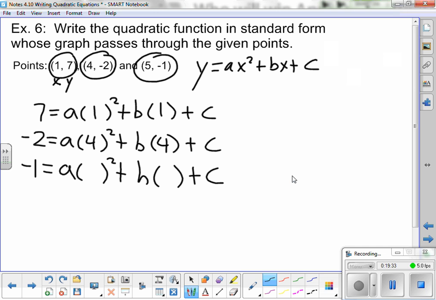Okay, now I'm going to stop and double check because I don't want to get too far with a mistake, because then I did a whole bunch of stuff for nothing. So my y's are 7, -2, -1. First x's are 1s, second x's are 4s, third x's are 5s. All right, so let's go ahead and clean this up a little bit.